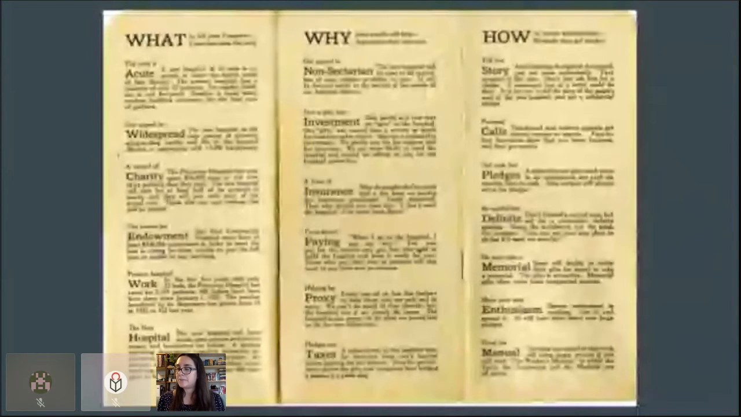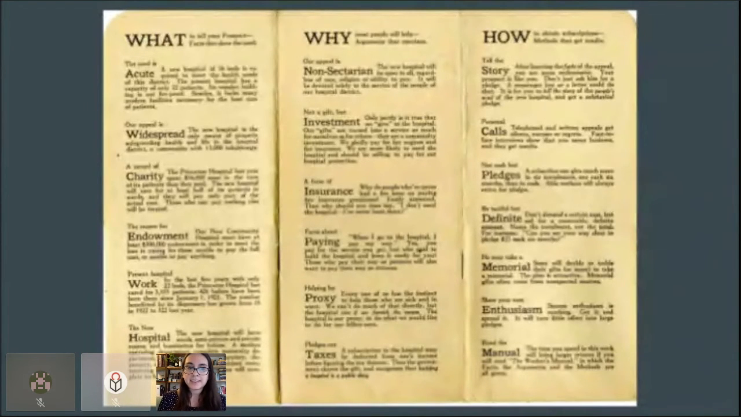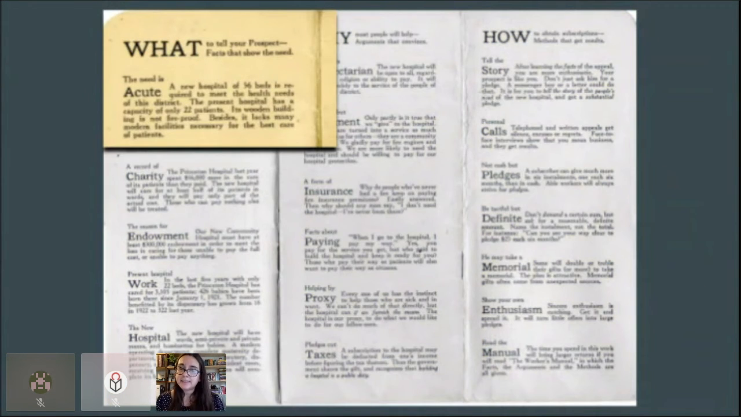If we flip it over, you'll see here it provided lots of information and tips for fundraising for the hospital, including what to tell your prospect, and it tells about the need for a new hospital. A new hospital of 56 beds is required to meet the health needs of this district. The present hospital has a capacity of only 22 patients. Its wooden building was not fireproof. All the fundraising paperwork about this campaign mentioned that the building was not fireproof. That seemed to be a major concern of theirs. Besides, it lacked many modern facilities necessary for the best care of patients.